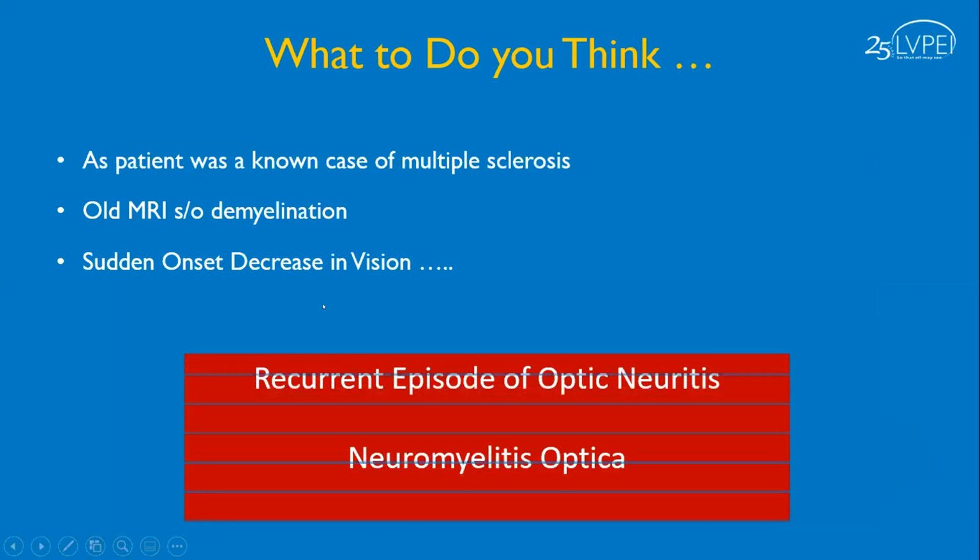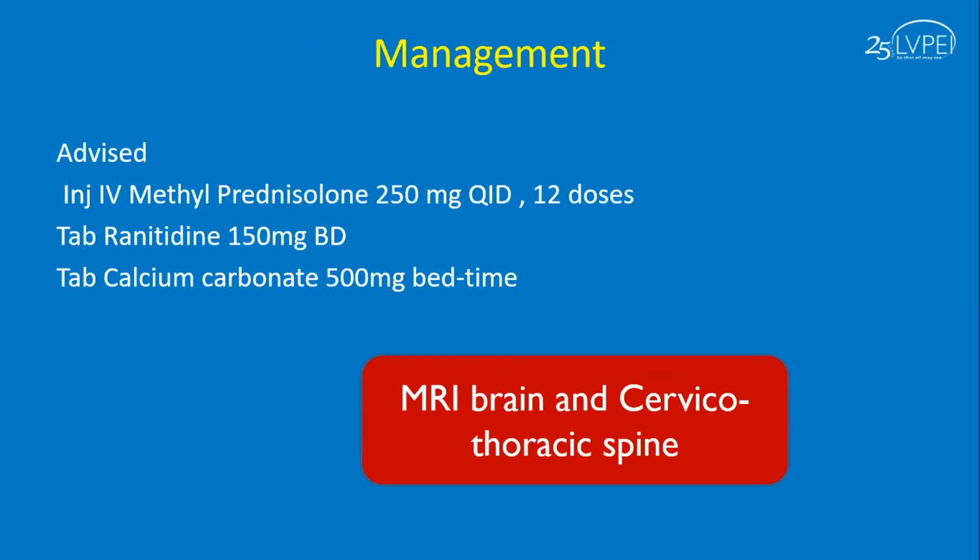in vision, we thought that either it's a recurrent episode of optic neuritis, but given the key pointers, I was thinking also of possible neuromyelitis optica. This was possibly one of the first patients where I diagnosed neuromyelitis optica. So we treated with IV methylprednisolone, calcium carbonate and ranitidine, and ordered MRI brain and cervicothoracic spine.